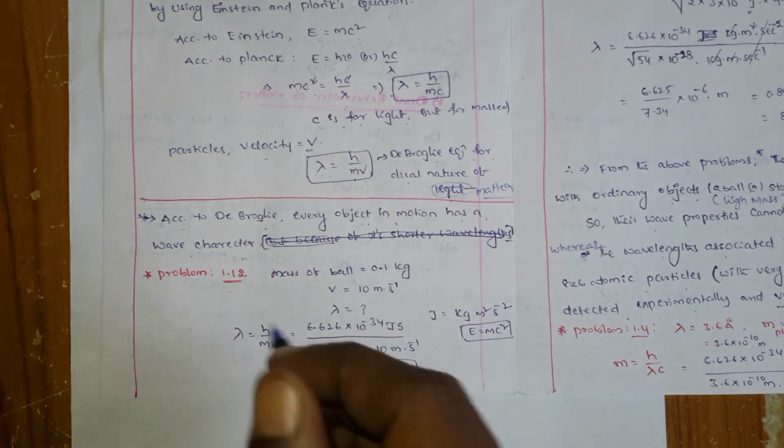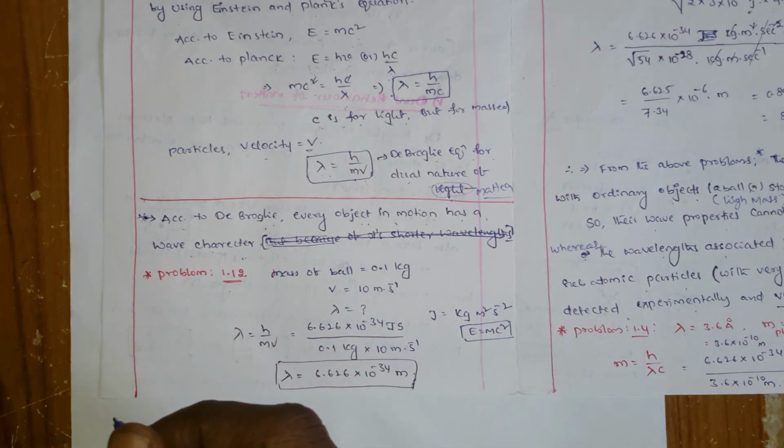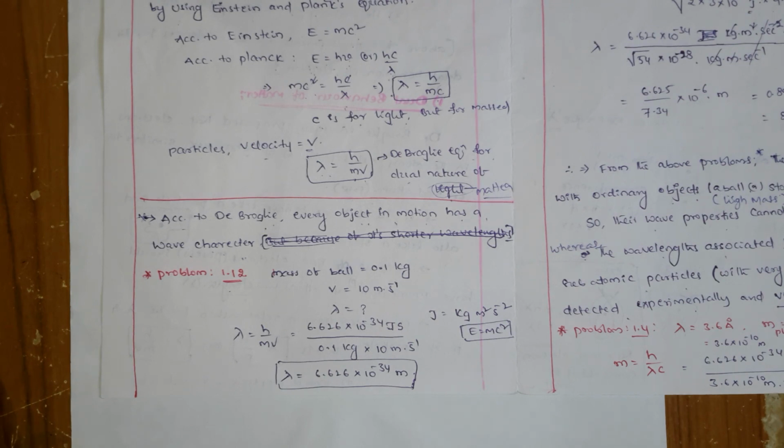Every object means you can take anything, simply a ball or a stone or a bus or a scooter, any object in motion. Any object in motion has a wave character. Then you will get a doubt, right? Sir, the bus is moving, it is in motion, and you are telling that it has a wave nature, but we are not able to observe that wave character of the bus.